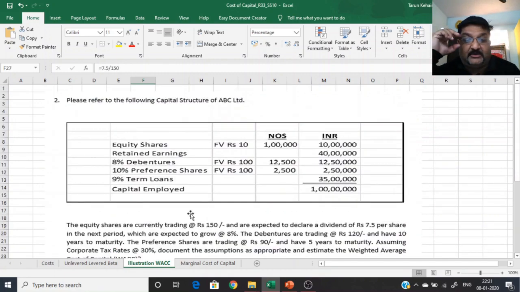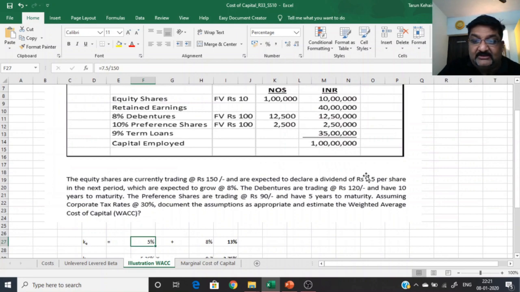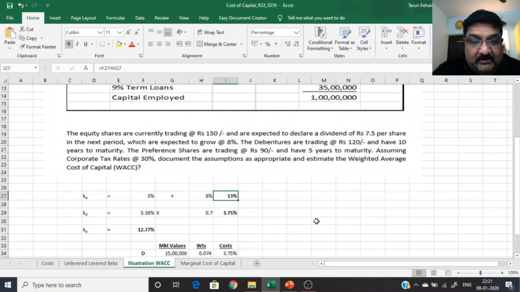For the cost of equity, we will use Gordon's constant growth model. You are seeing that the expected dividend is 7.5. Expected dividend is nothing but D1. The current market price of the equity share is 150. So 7.5 upon 150 as a percentage gives you 5%. You can see that in the formula here. Plus g, the growth rate, is given to be 8%. So 5% plus 8% will give you 13%. So 13% is therefore the cost of equity.